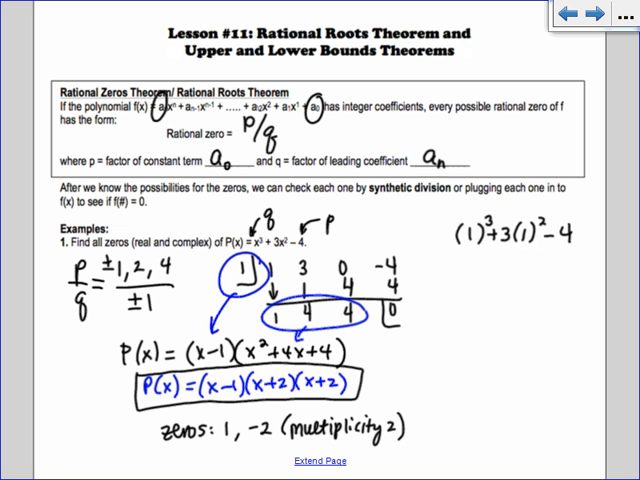Now you guys did have a sneaky question on one of your homework assignments that did ask about multiplicity. Sorry about that. But did you remember what it means? No?